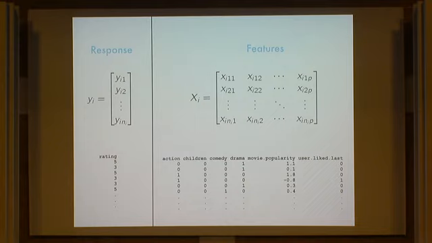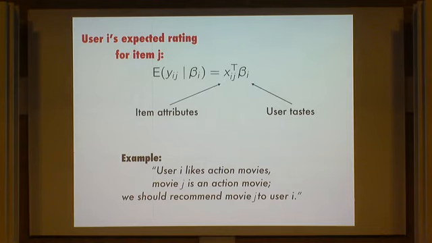Okay, and if you know the features and I know the user's tastes, then I can predict the rating. And so how is this content-based and how is this collaborative? Well, I'm going to say the expected rating, conditional on beta I, the user-specific coefficient vector, is a linear function of the features and the coefficients.